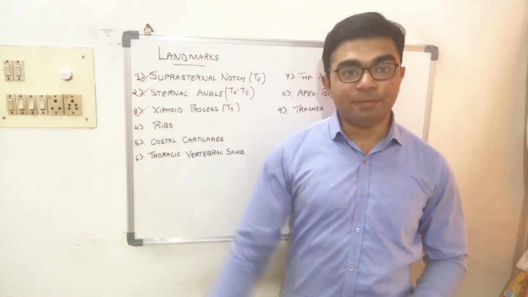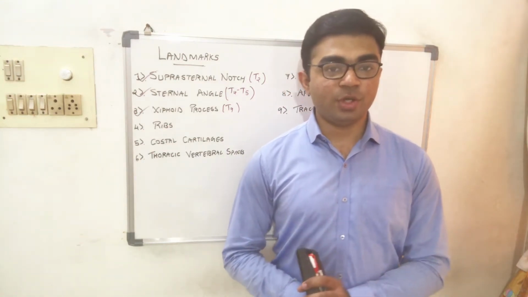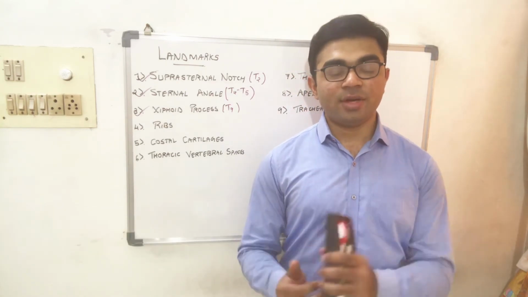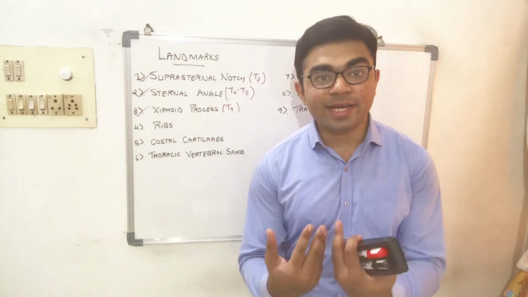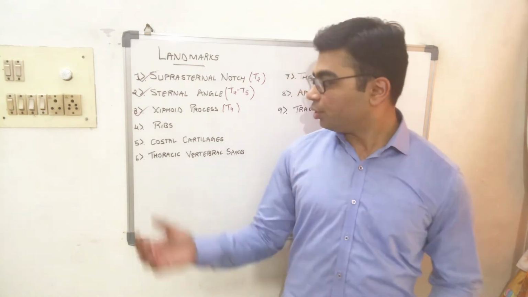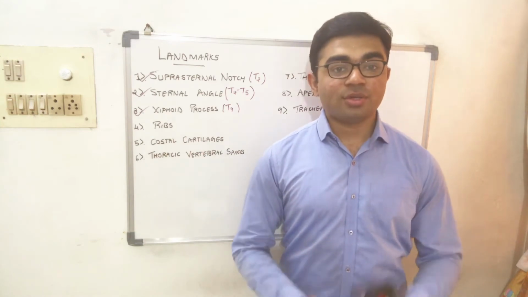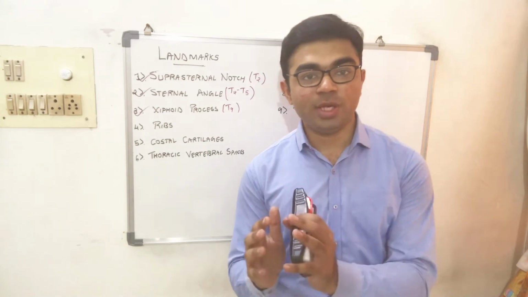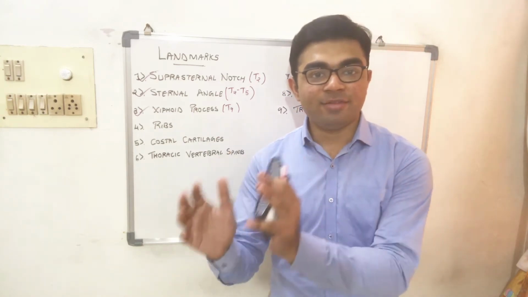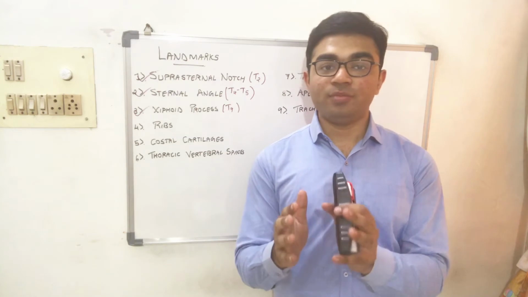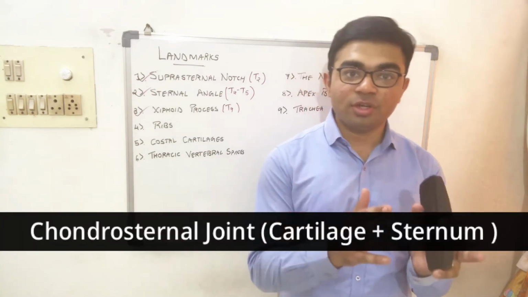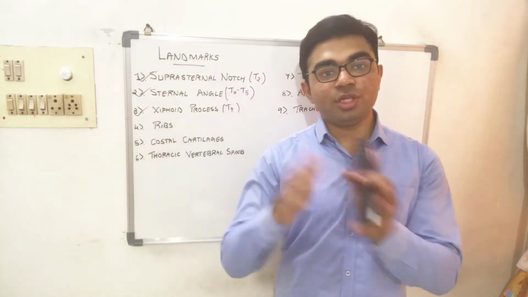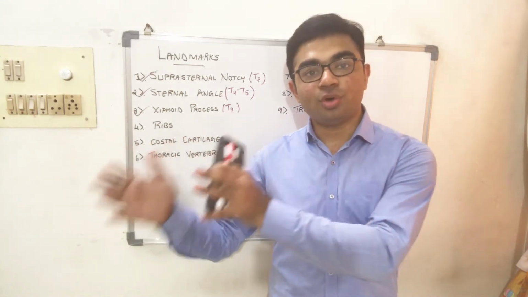Now come the ribs. As we all know, there are a total of 24 ribs, 12 on each side. The ribs are not connected directly with the sternum, right? So we have costal cartilages also. The costal cartilage is the structure which lies between the sternum and the rib. With the sternum, it forms a joint known as the chondrosternal joint, and the other end of the cartilage forms a joint lateral to it, the costochondral joint.